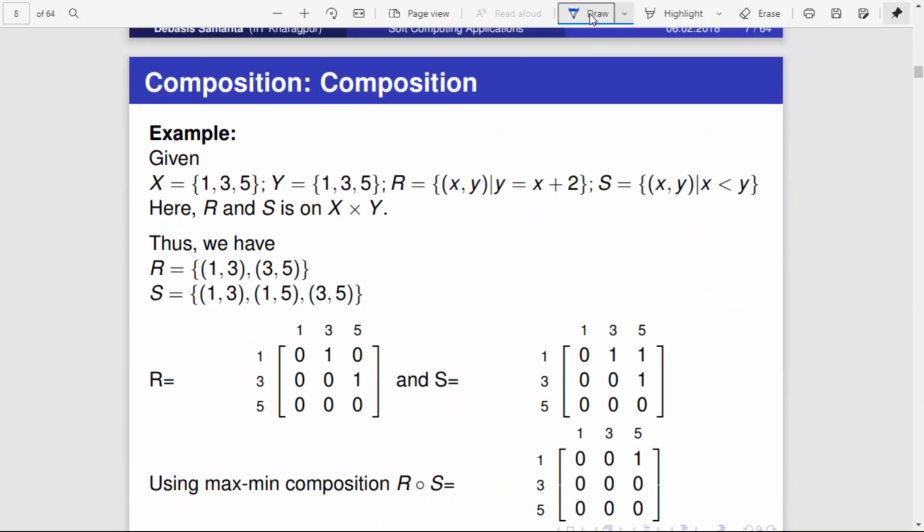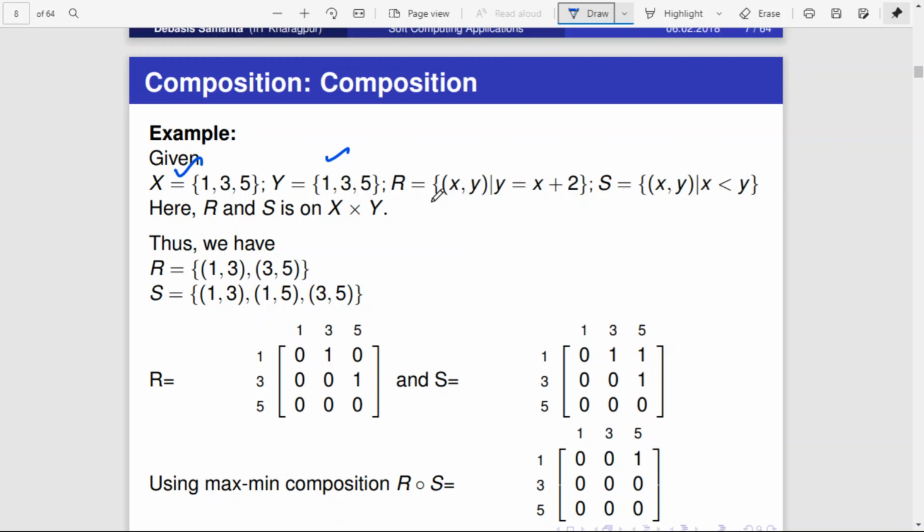Assume we have two sets, X is 1 3 5 and Y is also 1 3 5. R is a relation defined something like this: R is any combination of x comma y where y is equal to x plus 2. This is how R is defined. And S is any combination of x comma y where x is less than y.